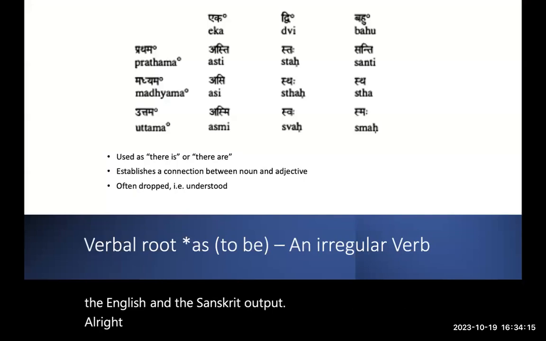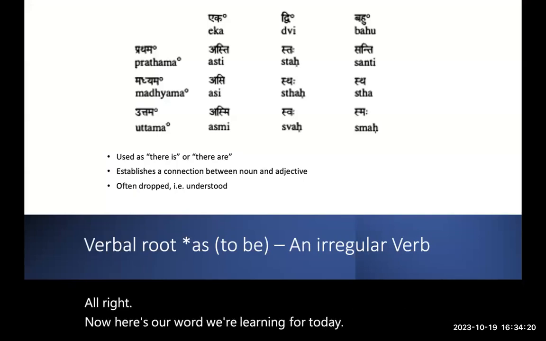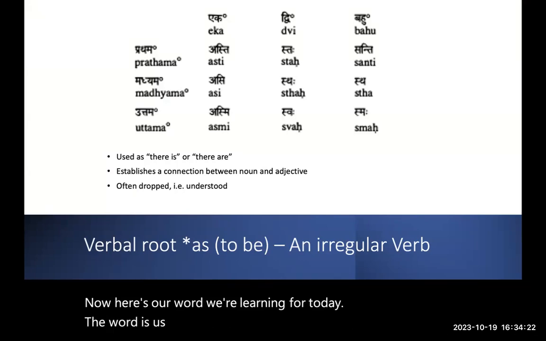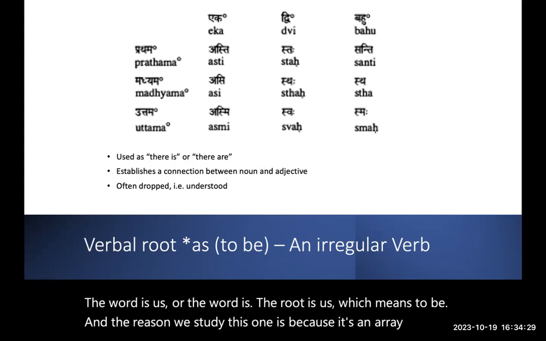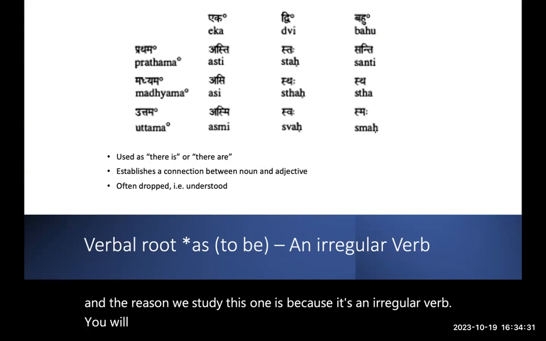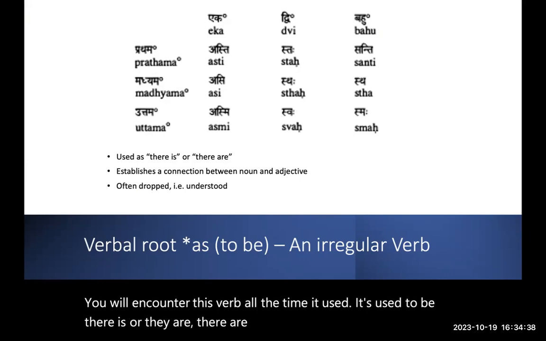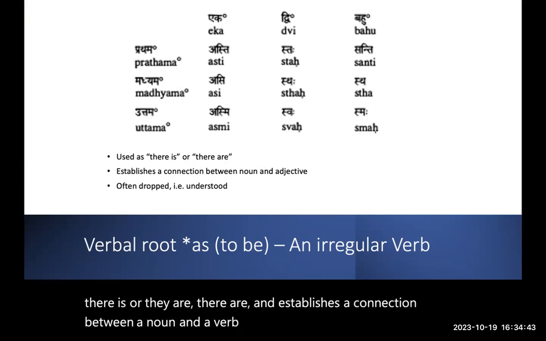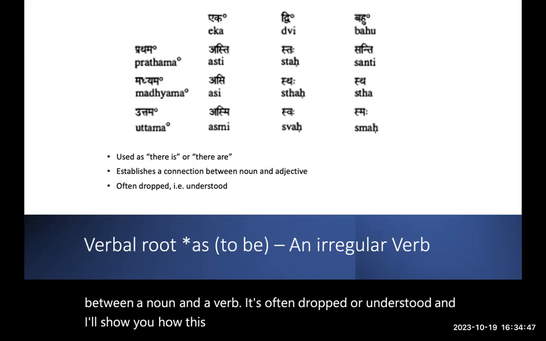All right, now, here's our word we're learning for today. The root is us, which means to be. And the reason we study this one is because it's an irregular verb. You will encounter this verb all the time. It's used to be there is, or they are, there are. It establishes a connection between a noun and a verb. It's often dropped or understood. And I'll show you how this works in an example in a second.